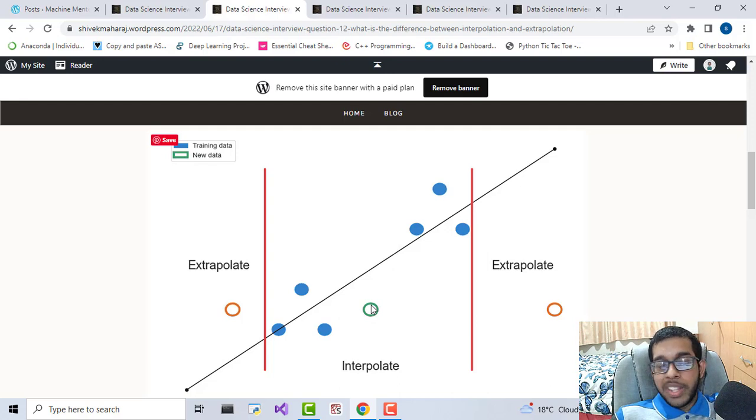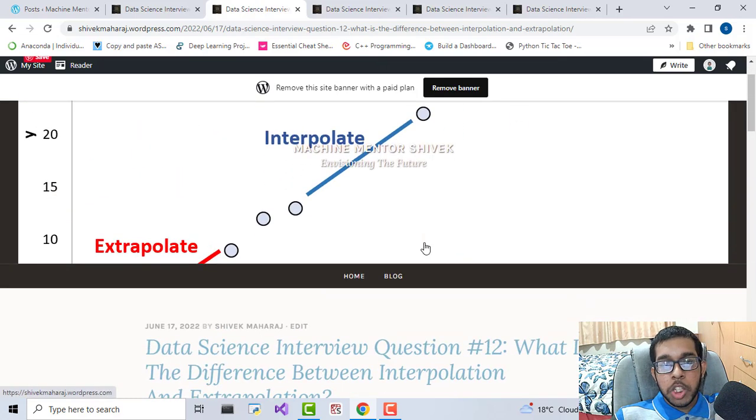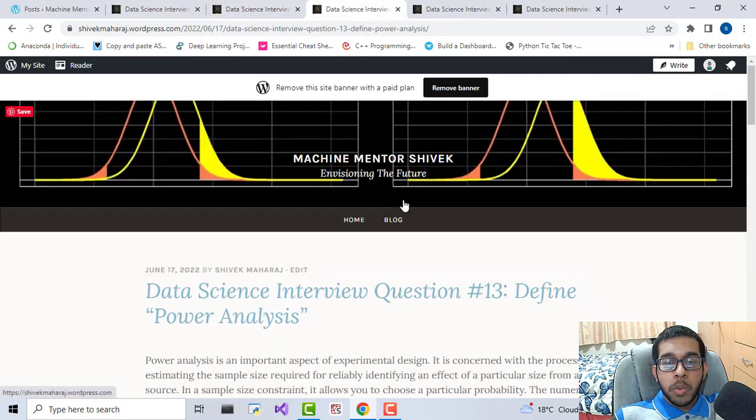It is deduced within the known set of values. Extrapolation, on the other hand, are the orange circles you see. So it is outside the boundaries of known values. So that's what we have for question 12. Now on to question 13.